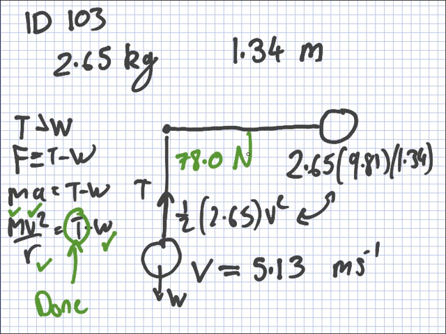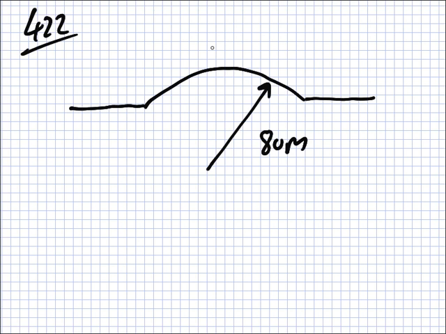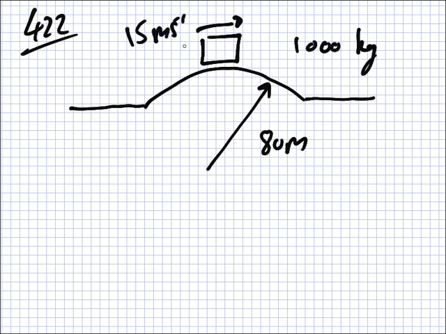Right, so I'll do 10 first. What's the ID number? 422. Okay, who's this one for? Is it for you, Bello? Can you read it to me, please? As the car travels over a small bridge, its path follows part of a vertical circle of radius of curvature 80 meters. The mass of the car is 1000 kg and its speed is 15 meters per second. On a sketch of this diagram, draw an arrow to show the resultant force on the car.